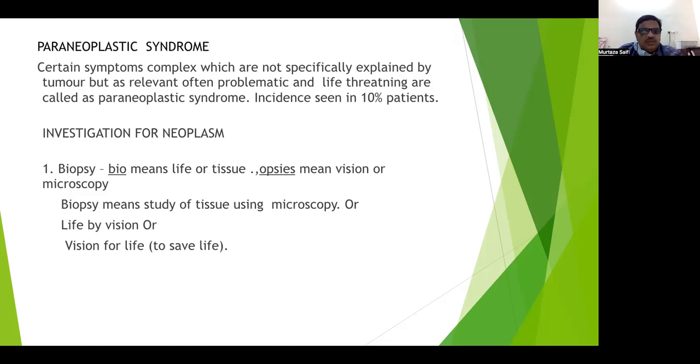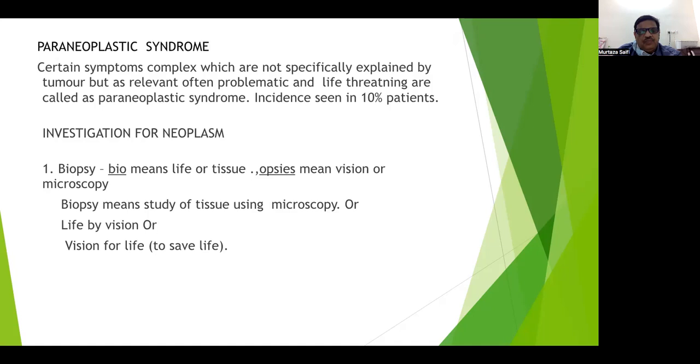There are different types of biopsies. It may be FNAC, incision biopsy, true-cut biopsy, excision biopsy, frozen section biopsy, CT guided biopsy, USG guided biopsy, cystoscopic biopsy, colonoscopic biopsy. These are all different types of biopsy we can do in a neoplasm of a patient. But the important thing is the biopsy.